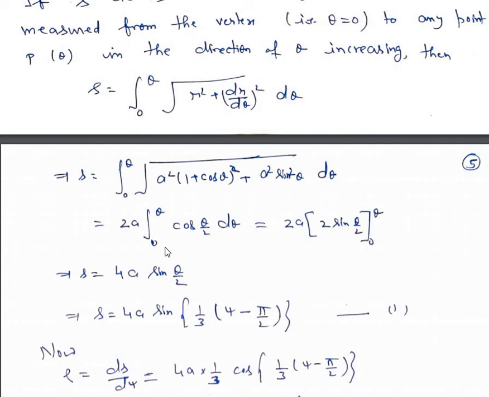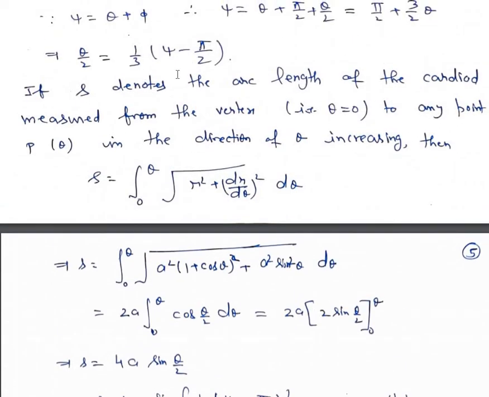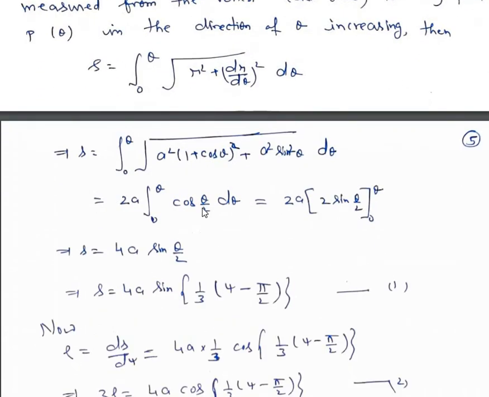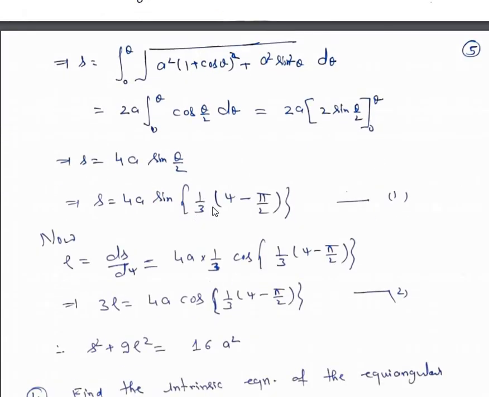Simplify it, we get S is equal to 2a times the integral from 0 to theta of cos theta by 2 d theta. Integrating, we have 2a times 2 sin theta by 2 from 0 to theta. So therefore S is equal to 4a sin theta by 2. Put the value of theta by 2 from here. So S is equal to 4a sin of (1 by 3 psi minus pi by 2). This is the first one, because we get the relation between S and psi. So this is the intrinsic equation of the given curve.